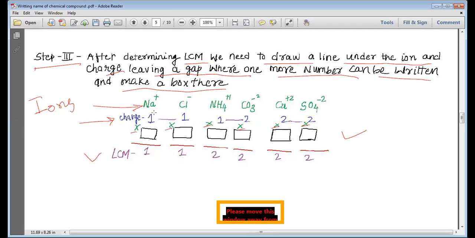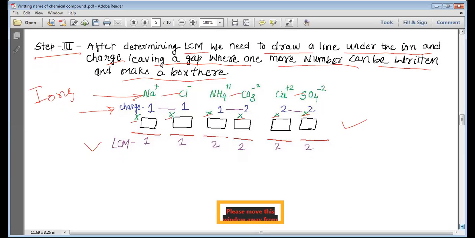So in the third step, my dear students, as we have written the ions for the various compounds, then we have written charges, then we should put a box, and then we should draw a line, and then we should write the LCM that we have got under the line, and then we need to find out the number that should be written into the box.